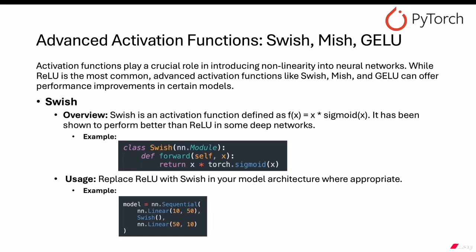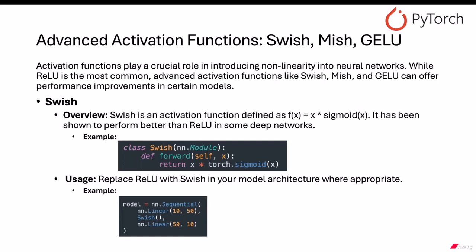Swish is an activation function defined as f(x) equals x times sigmoid of x. It has been shown to perform better than ReLU in some deep networks. Here is a class Swish(nn.Module) where I am defining the forward function, passing self and x, and here returning x times torch.sigmoid of x.